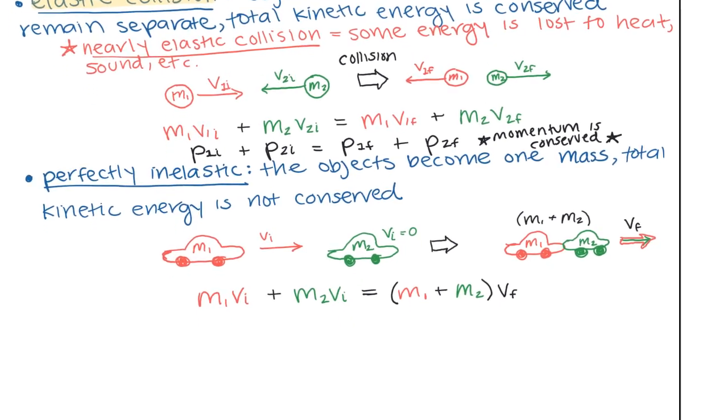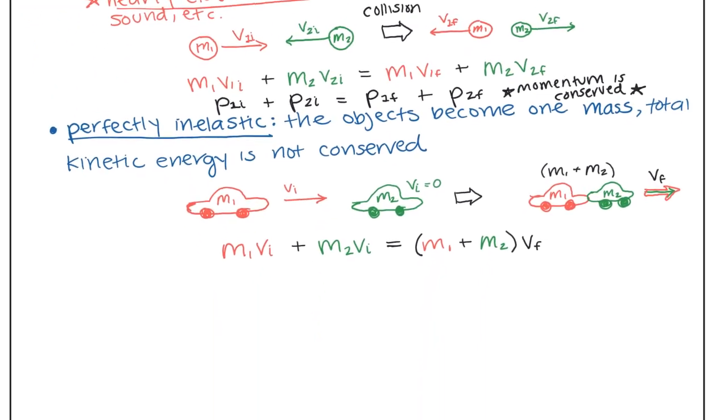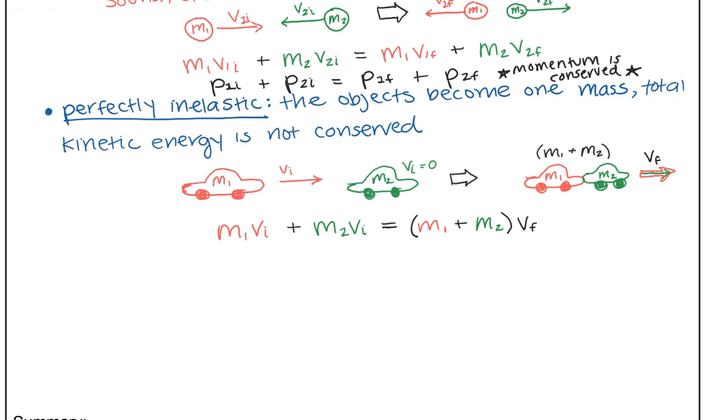Okay, so we've talked about elastic collisions. Now let's talk about inelastic collisions. An inelastic collision describes a collision where the objects become one mass. And typically they're going to lose some of their kinetic energy. So think of a car crash. I'll use cars in this example.